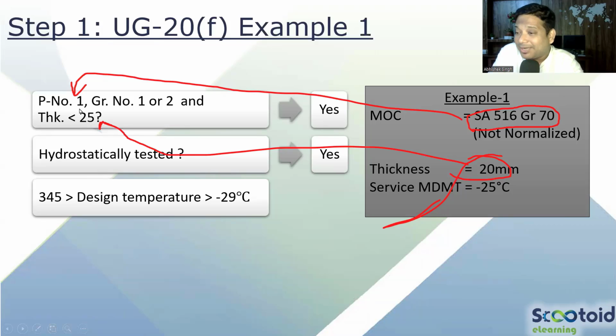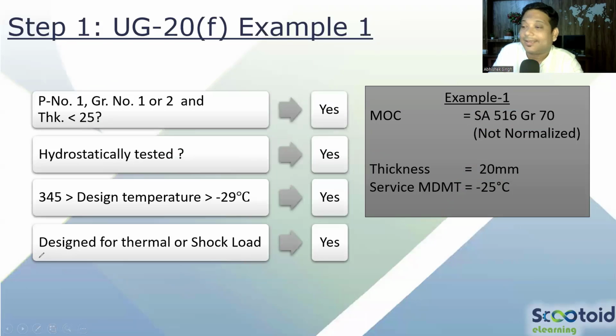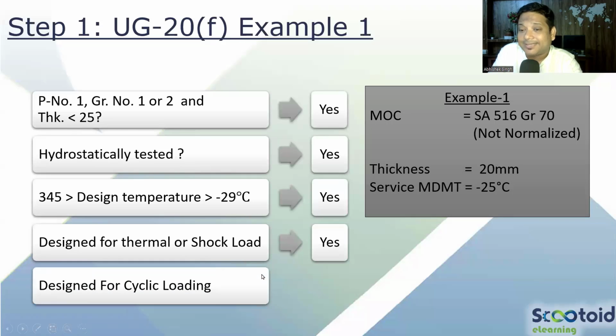So the second one, which is 25 thickness. Okay. So design temperature is minus 25. So this condition is also meeting. Thermal or shock load is not present. Okay. So this condition also is meeting. Okay. So can I take that exemption? What do you think? Can I take that exemption of impact testing in this case? Yes. So simple.